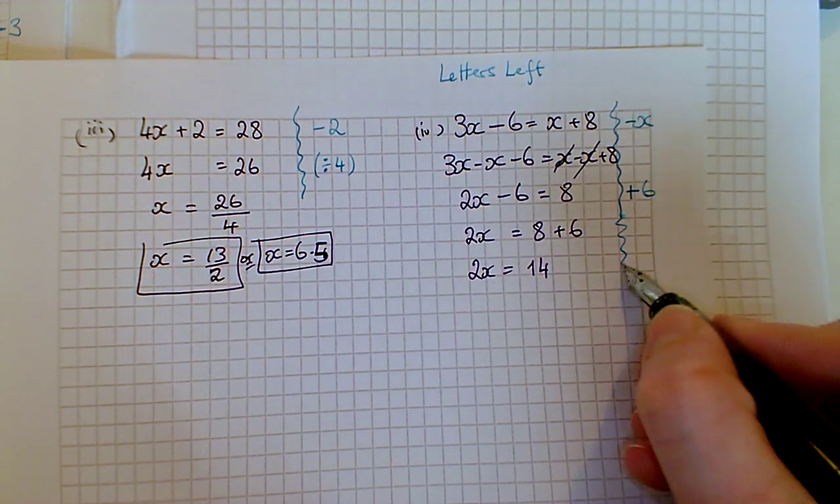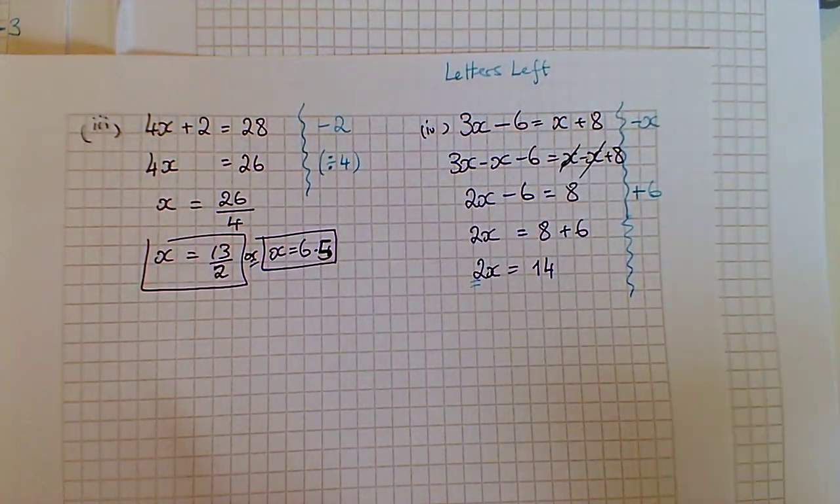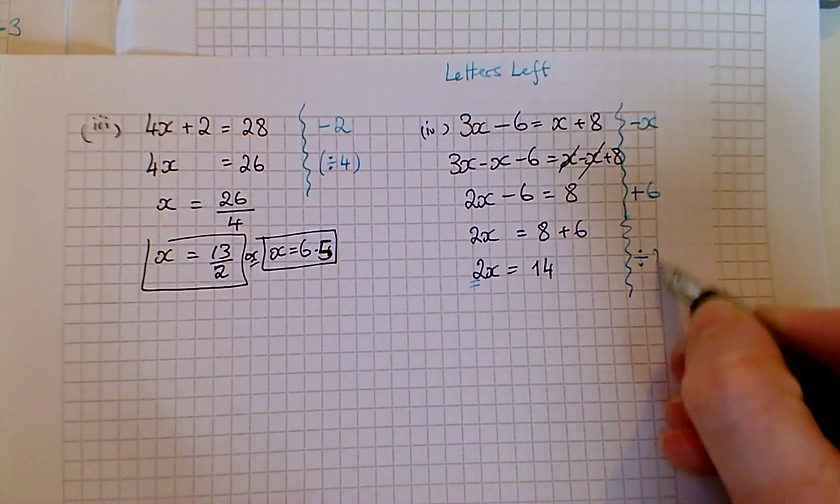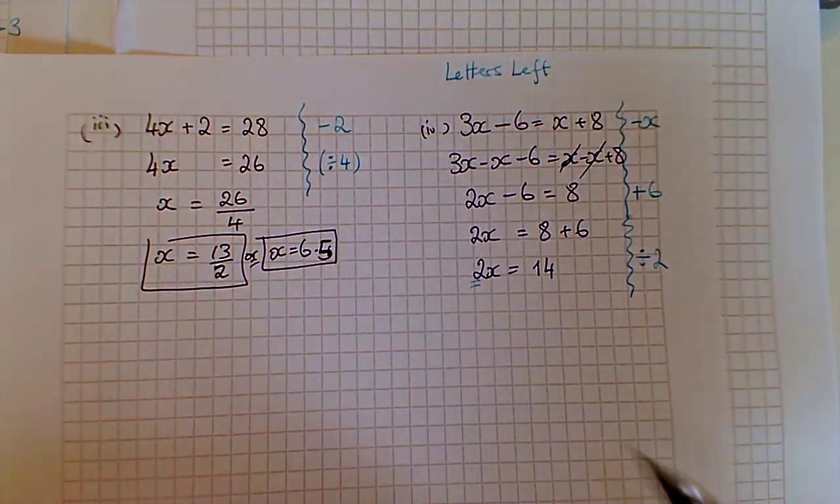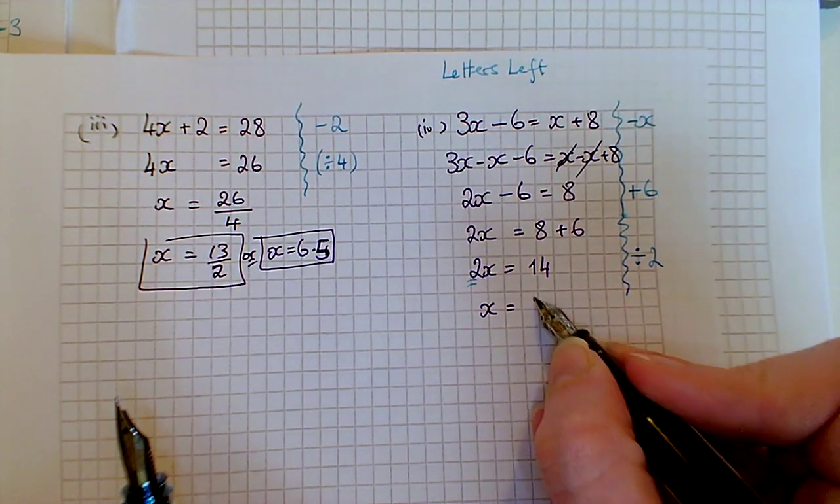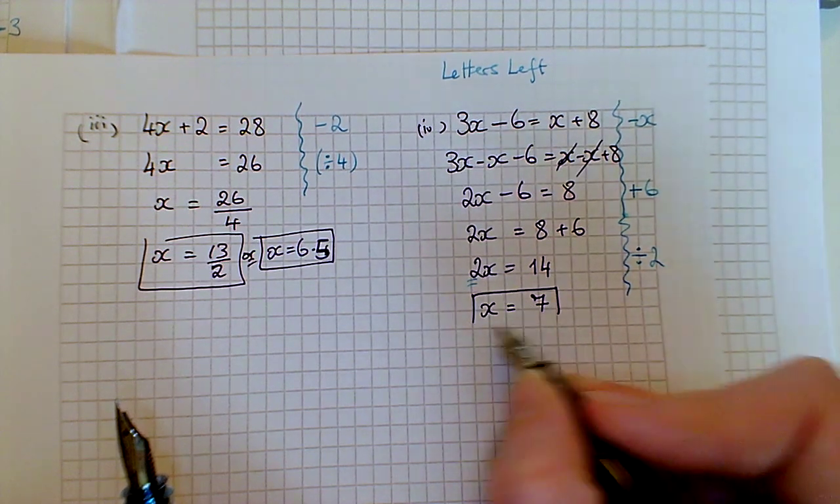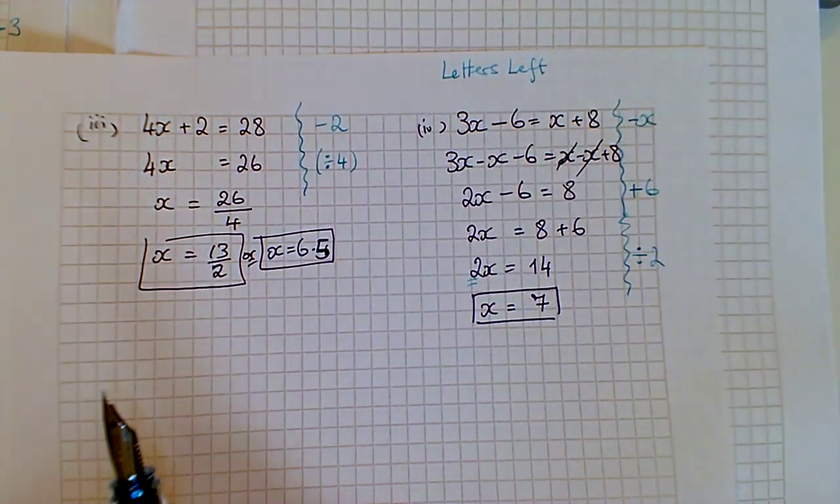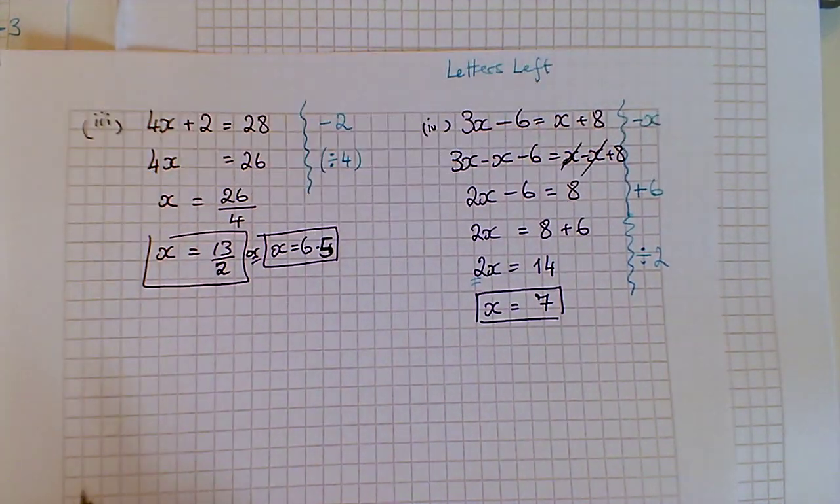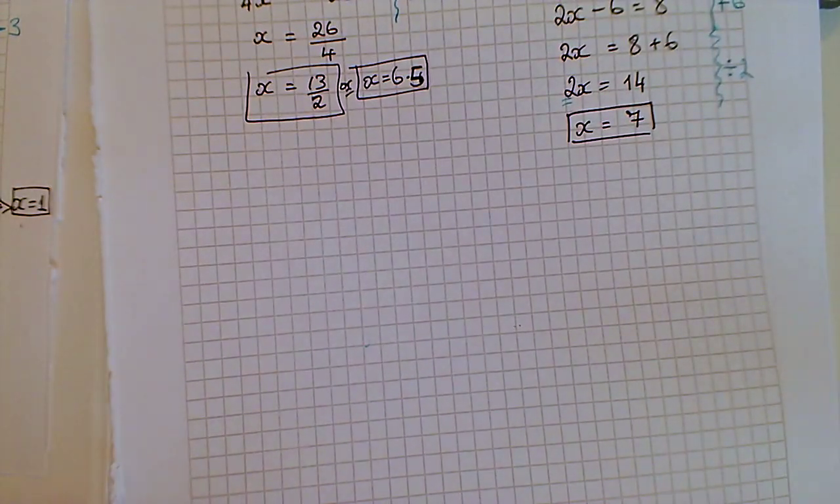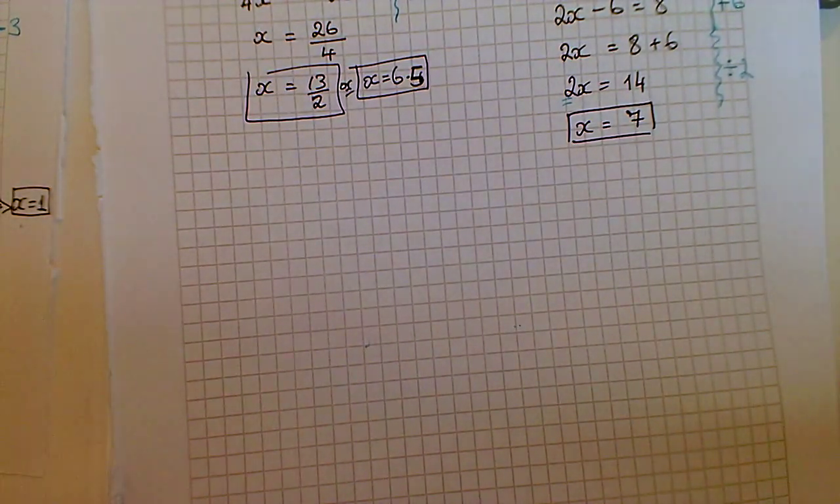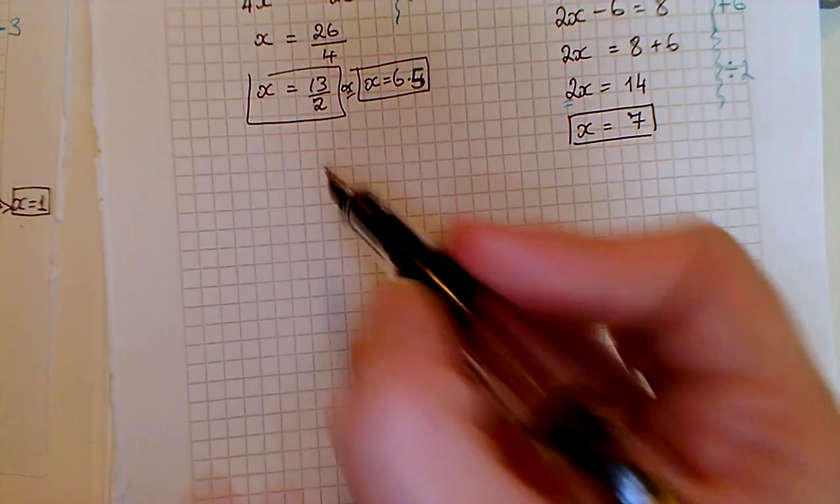Finally, I need to undo the 2 that's multiplied there. So I divide both sides by 2. And x is equal to 7. Now this is long and time consuming, so we start to take some shortcuts. So let's write down the shortcuts that we're going to start to see.